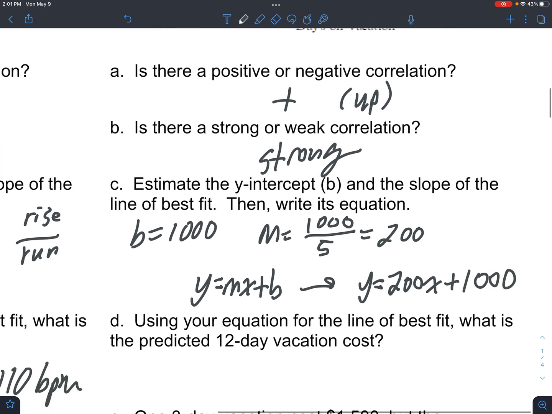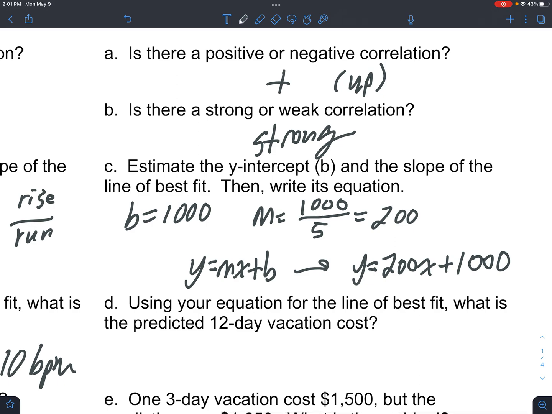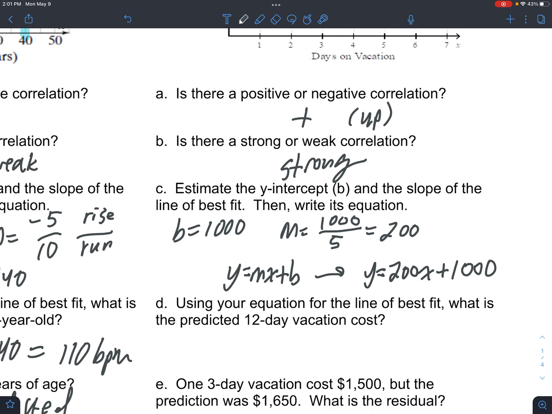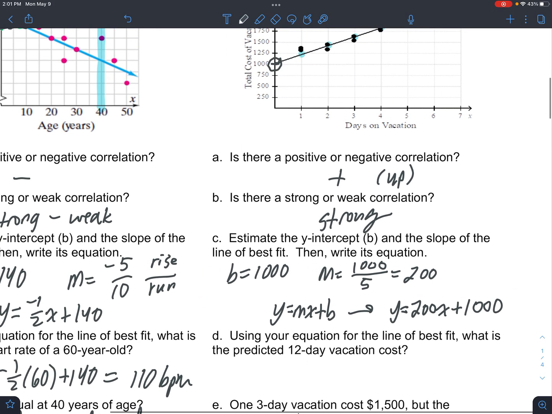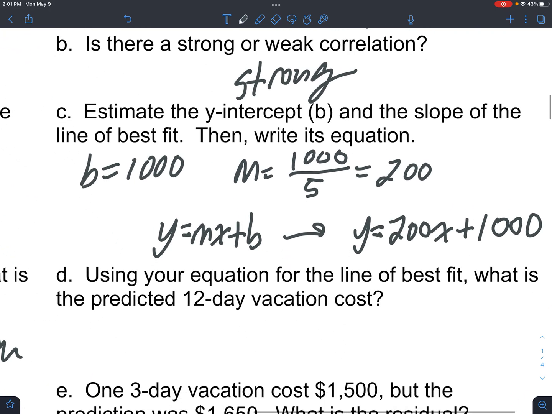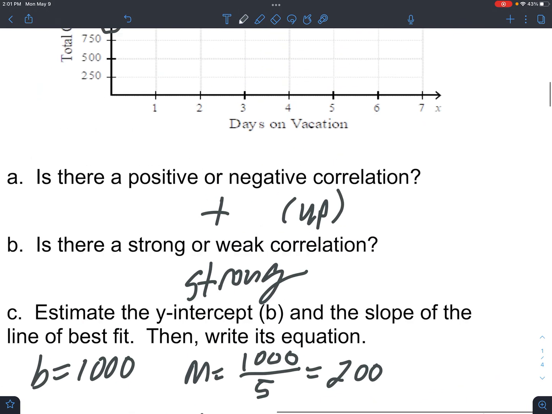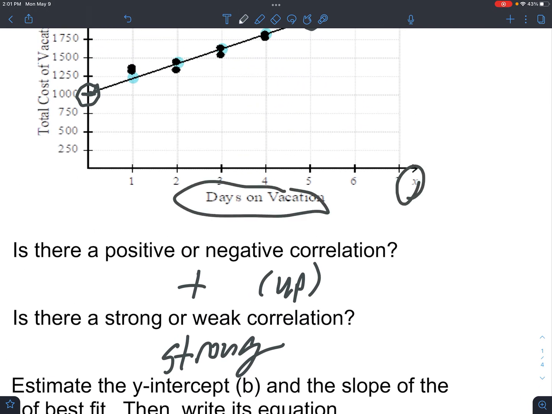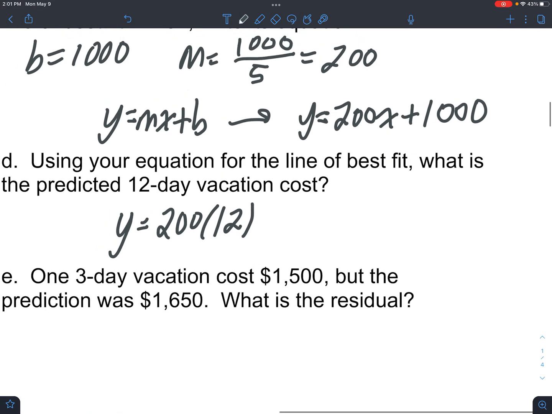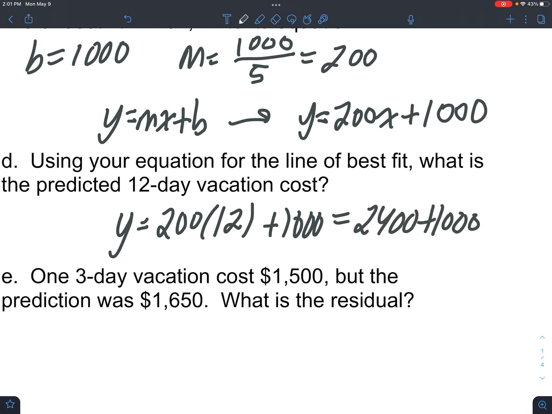Okay. Using your equation for the line of best fit, what's the predicted 12-day vacation cost, which is way beyond our graph? But if the vacation was 12 days, which is the x-axis, right? We would just take that and plug that in for x. So this is 2,400 plus 1,000, that's $3,400.